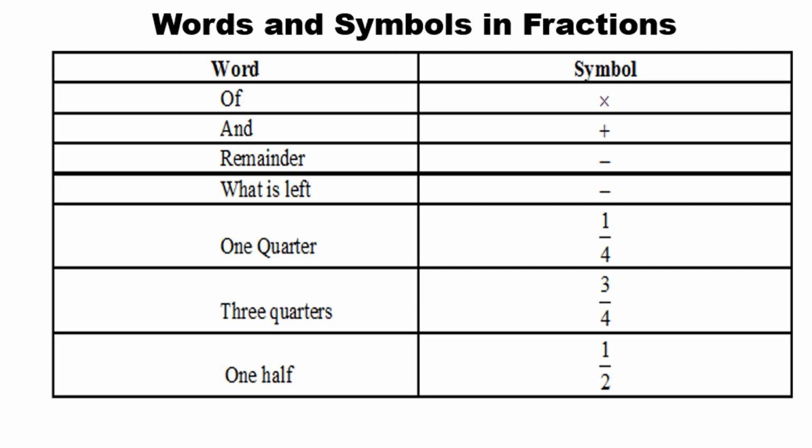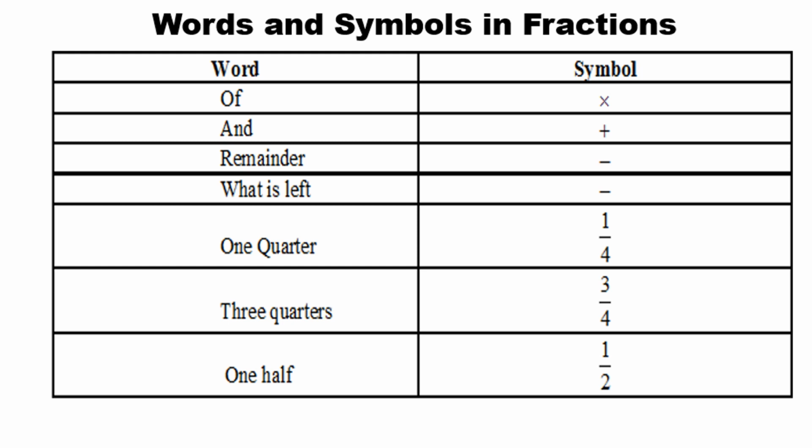So we all know in mathematics, words are always converted to symbols. The word "of" in mathematics fraction language is represented by a multiplication sign, and for "and" you put a plus sign. Remainder, you put a subtraction sign. What is left, you put a subtraction sign. 1/4 is represented as 1 over 4. 3/4, 3 over 4. 1/2, 1 over 2. 1/3, 1 over 3, and so forth and so forth.